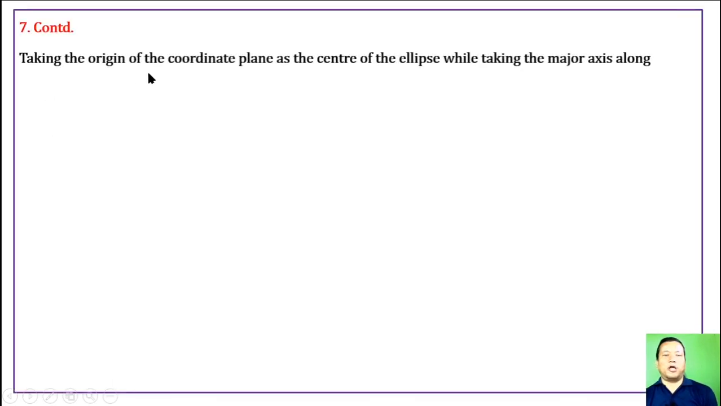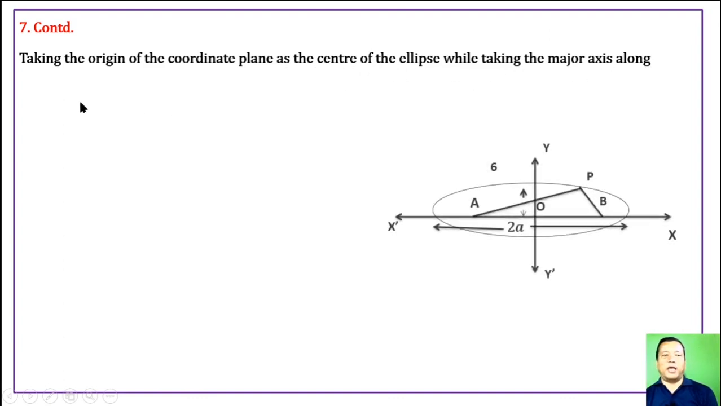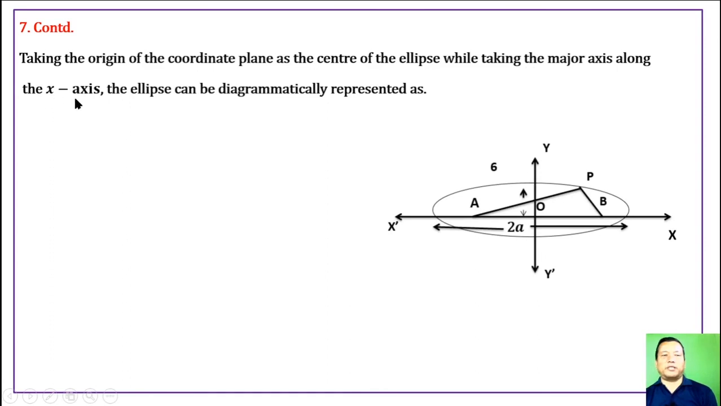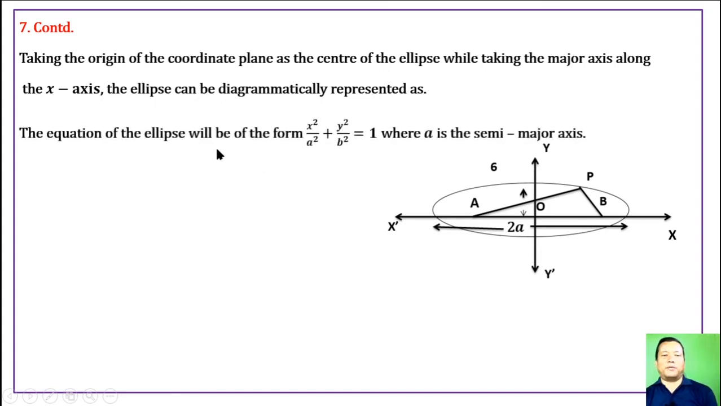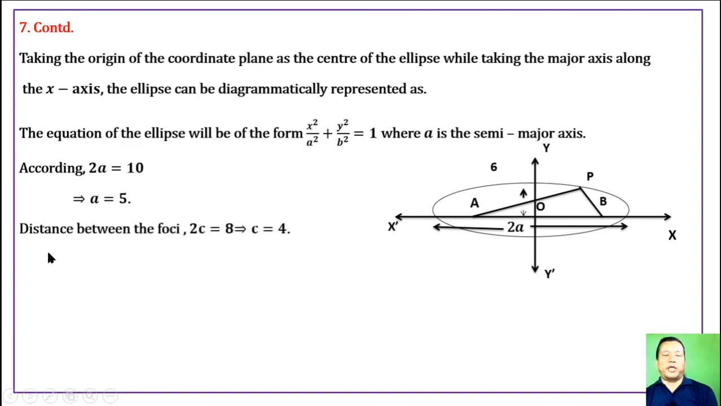Taking the origin of the coordinate plane as the center of the ellipse and taking the major axis along the x-axis, the ellipse can be diagrammatically represented with the major axis along the x-axis and the minor axis along the y-axis. The equation of the ellipse would be of the form x squared by a squared plus y squared by b squared equal to 1, where a is the semi-major axis. Accordingly, twice a is equal to 10 gives a equal to 5. Distance between the foci is twice c, which is given as 8, from which we get c equal to 4.